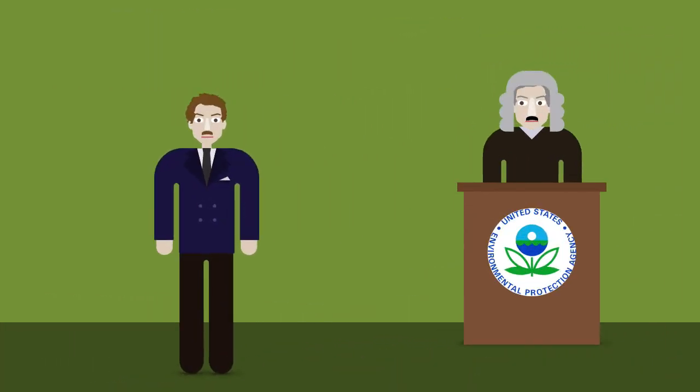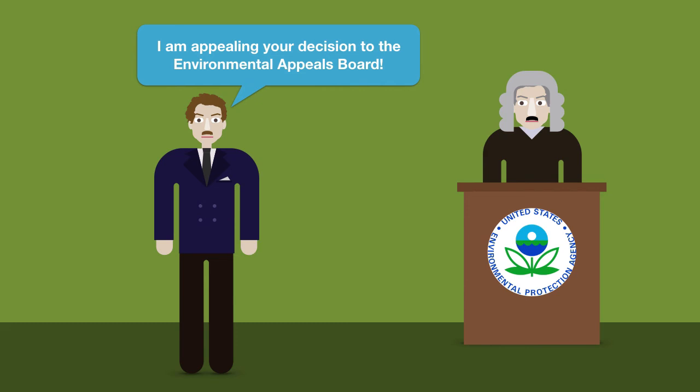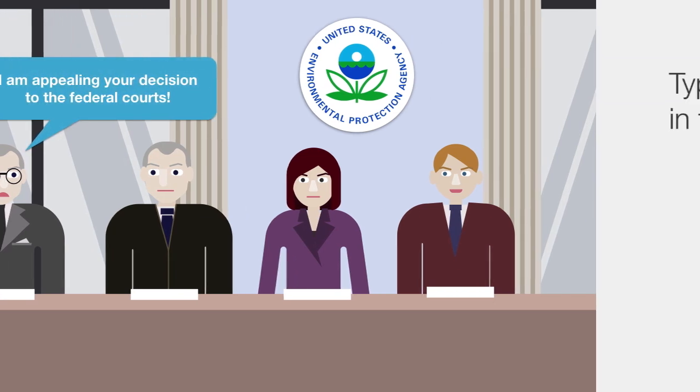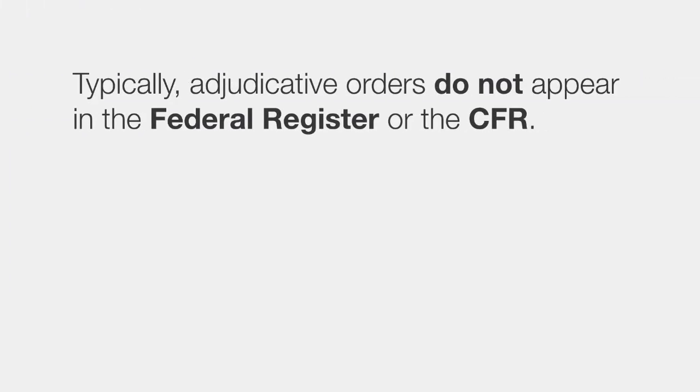For example, the Environmental Appeals Board, or EAB, is a body within the Environmental Protection Agency, which you probably recognize by its acronym, the EPA. Members of this body hear appeals from decisions issued by EPA ALJs. EAB decisions can be appealed to the federal courts. Typically, these adjudicative orders, which read like judicial opinions, do not appear in the Federal Register or the CFR. Agencies issue all kinds of other types of orders, which do appear in the Federal Register.